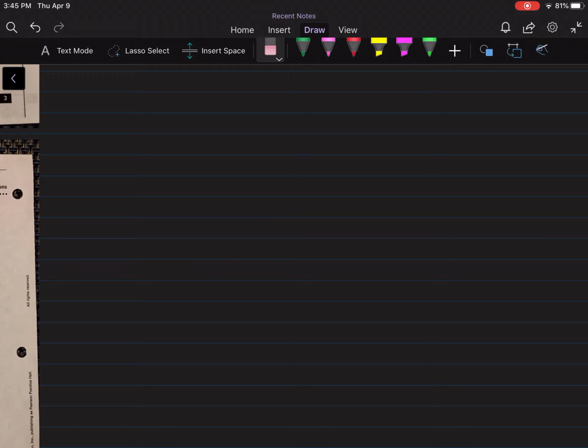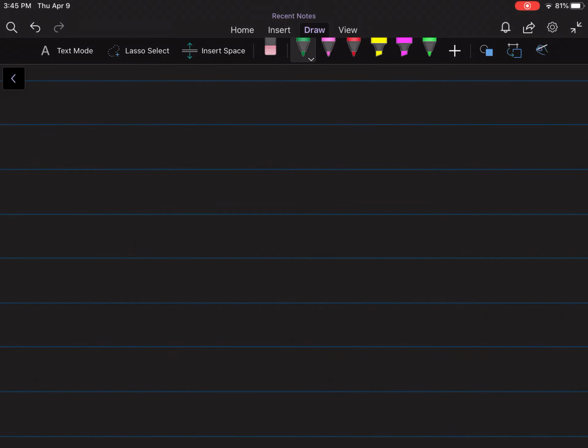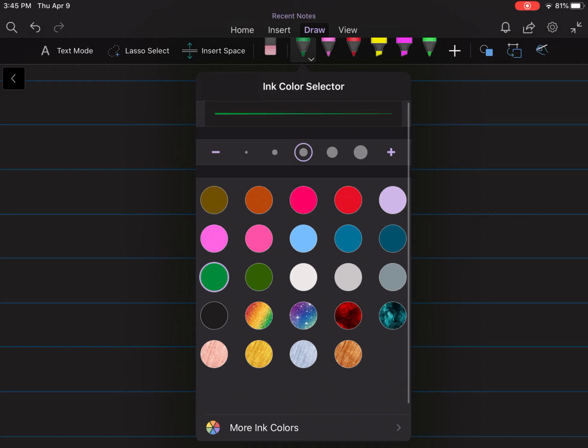Okay, so this is the next one. I'm getting tired of that color. It's like, all right, let's go to this pinkish color.